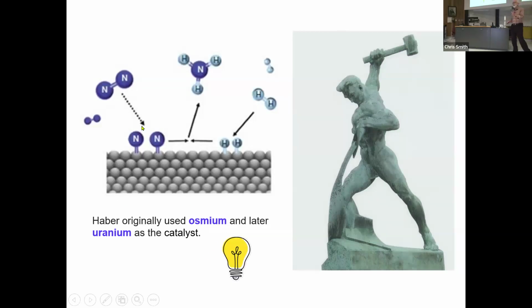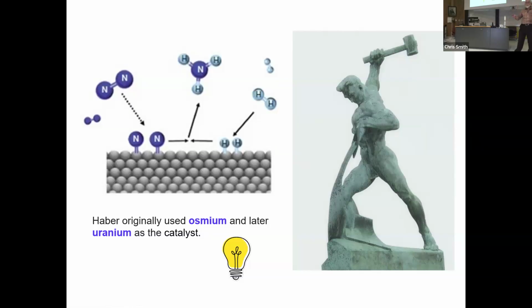And Haber, as a member of staff, I think he was at Karlsruhe University at this stage. He obviously wasn't earning enough money, so he was moonlighting, working for the Osram Light Company. And the Osram Light Company were trying to develop the electric light bulb, which was a new thing, and they were trying to work out what was the best metal to use as the filament in light bulbs. And things like tungsten were used.